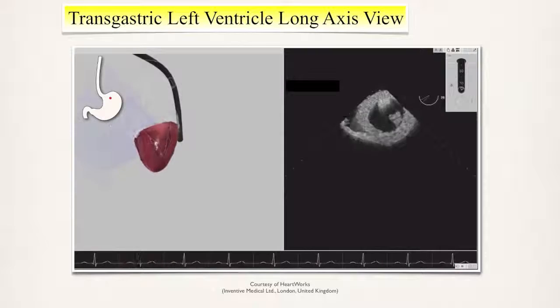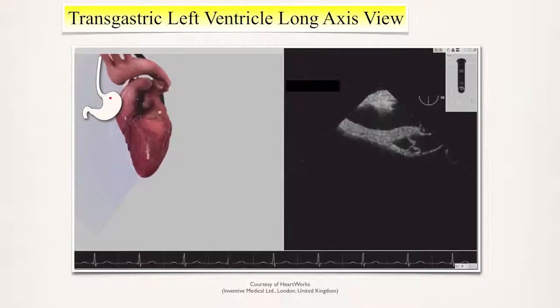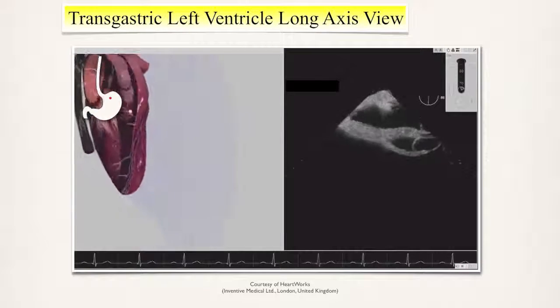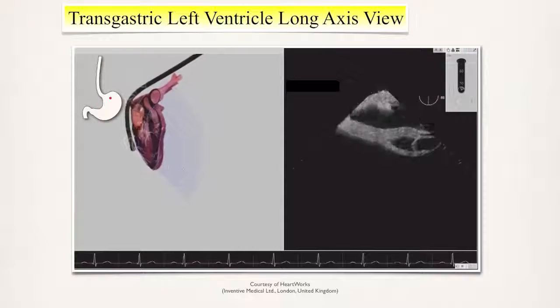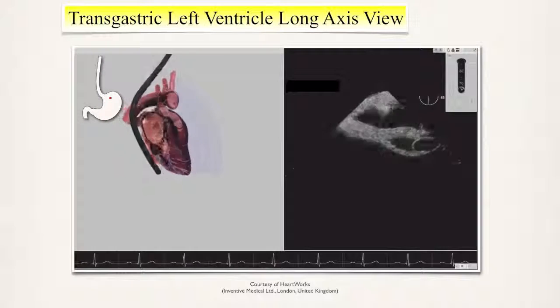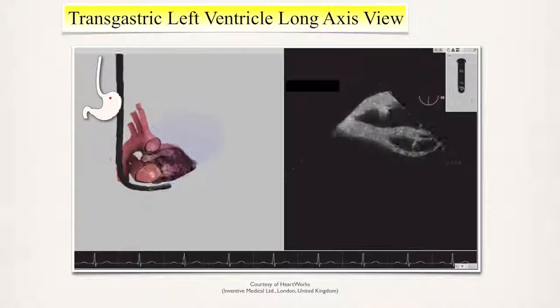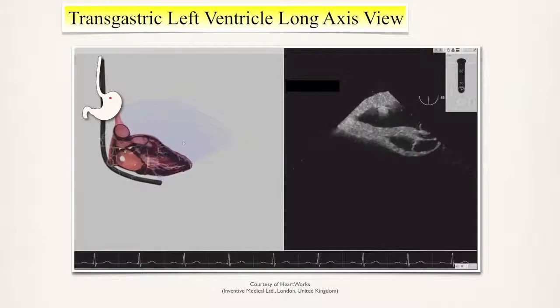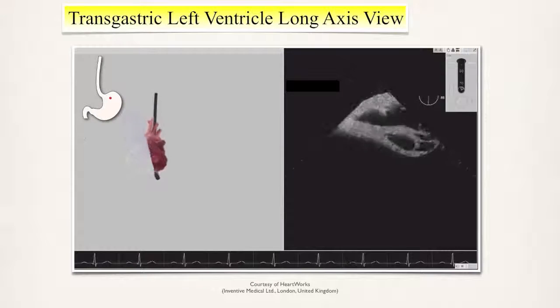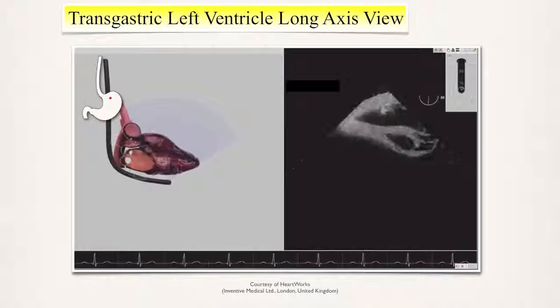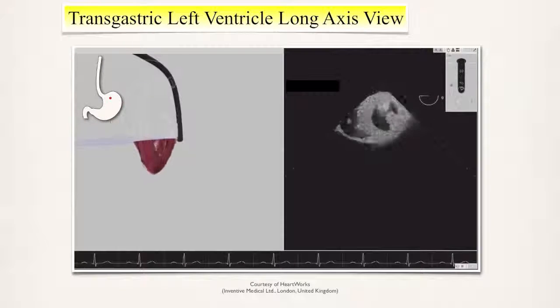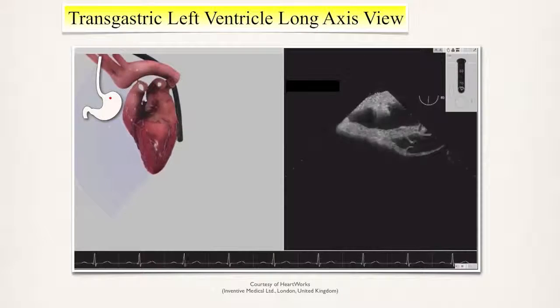Note that while not shown here, the transgastric two-chamber view can be attained by rotating the crystal slightly back to between 80 and 100 degrees. This view shows the left ventricular walls, mitral valve and support structures, and left atrium, and can be a useful adjunct for wall motion assessment.